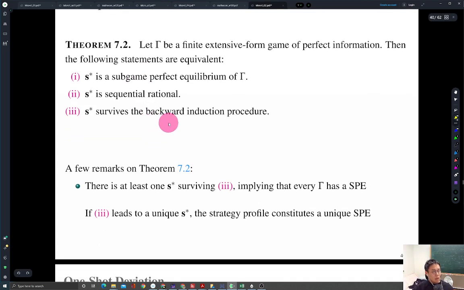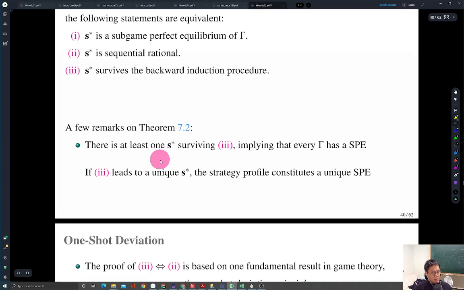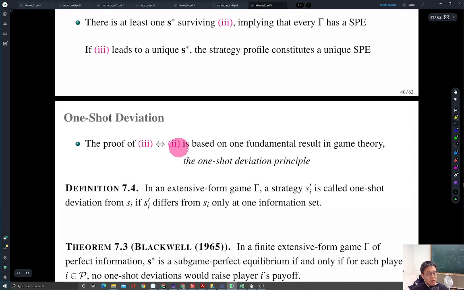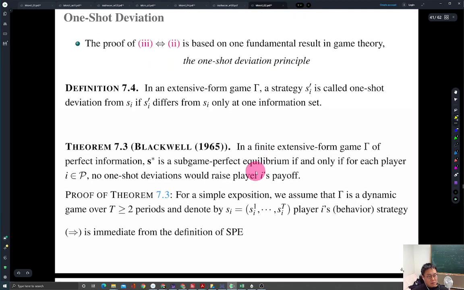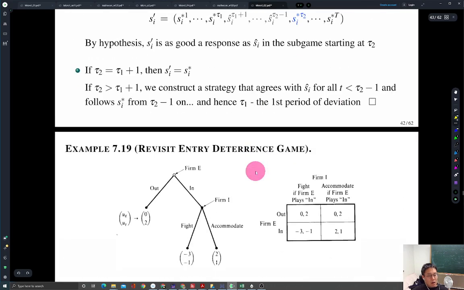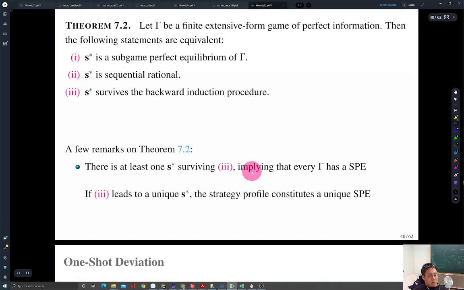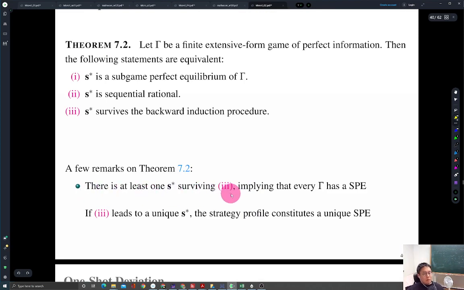The proof of this theorem is really important, because it is based on one fundamental result in game theory, the so-called one-shot deviation principle. We are going to discuss a little bit more about this one-shot deviation principle in the live lecture this Wednesday. Let me just mention the first bullet point. From this theorem, we know that if one strategy profile survives the backward induction procedure, it is going to be automatically a subgame perfect equilibrium.